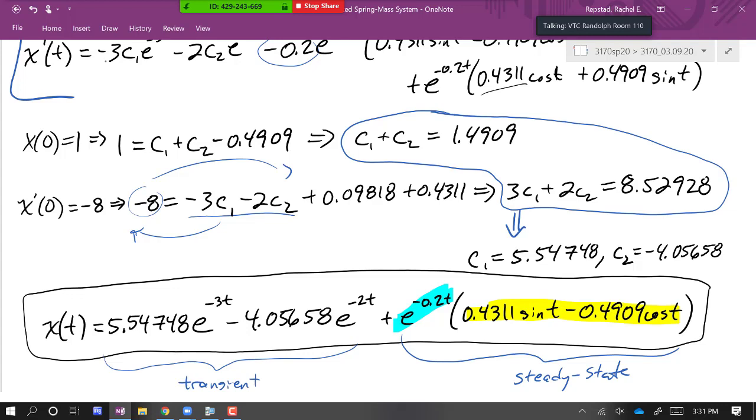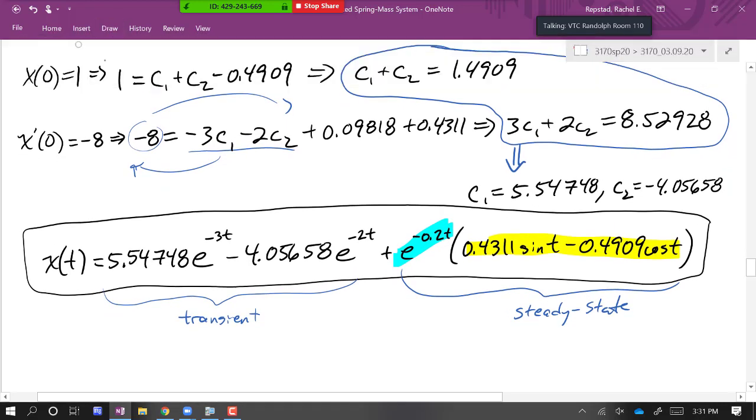As t approaches infinity, the mass approaches equilibrium and will just keep getting closer and closer to equilibrium until it gets so close that we probably can't tell the difference and say it just stays there, stops moving. So as t approaches infinity, x of t approaches equilibrium. We can see this if we graph it.